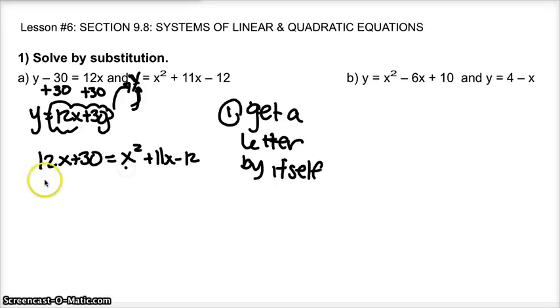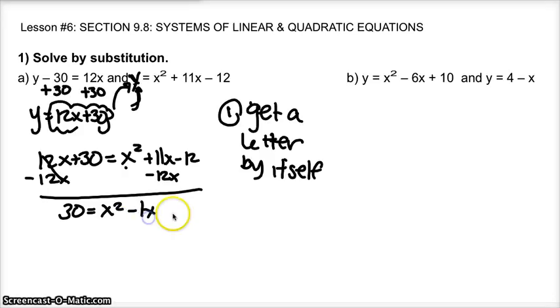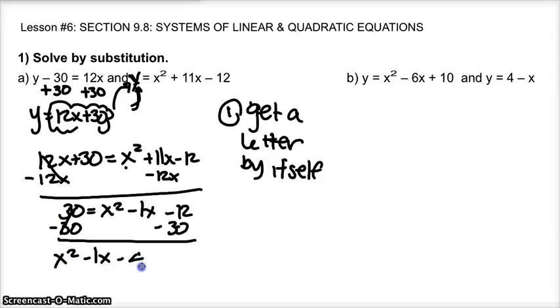I have the x squared here. So I'm going to move the 12x, and I'm subtracting because it's a positive, over to join its friend, the 11. So I now have 30 is equal to x squared minus 1x minus 12. And if I can get this to become a 0, then I can solve the quadratic equation. I'm now going to move the 30. I'm choosing subtraction because the 30 is positive. So I have x squared minus 1x minus 42, and it all equals 0, and the 0 can go at either end.